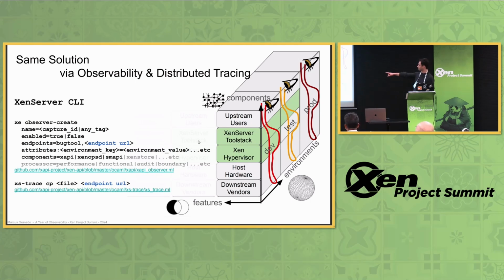We also have a tool called xs-trace. It allows you to copy between different endpoints, which is also very useful. In our case, by default, we store things in our file system, in our log directory, but we're able to copy this to an endpoint URL so that you can visualize and analyze it later by using this simple command line here. You can find the source code at these URLs here.